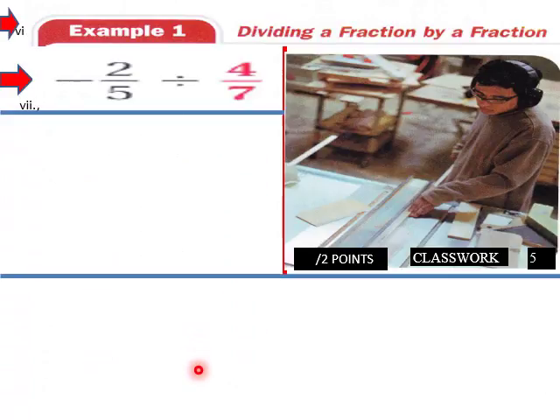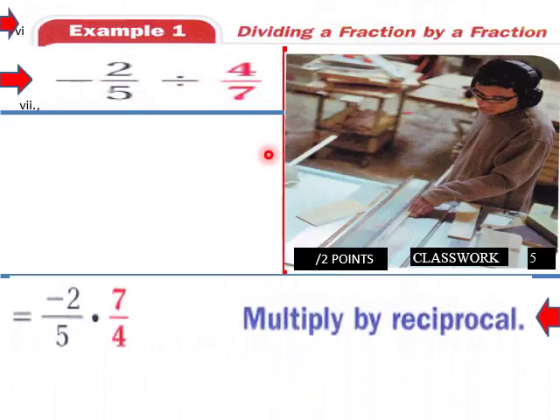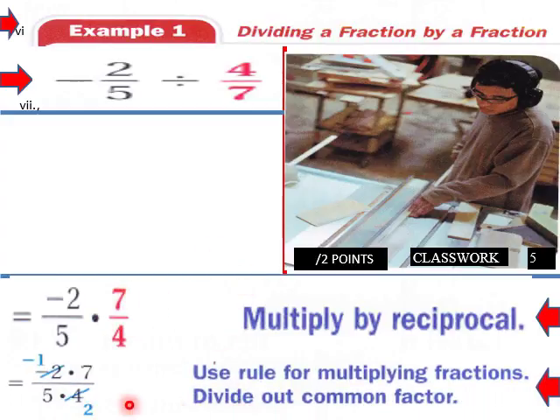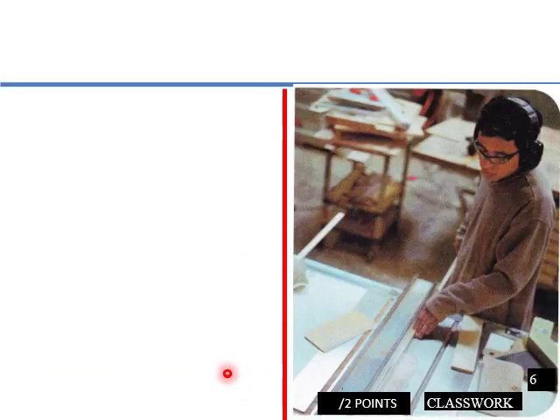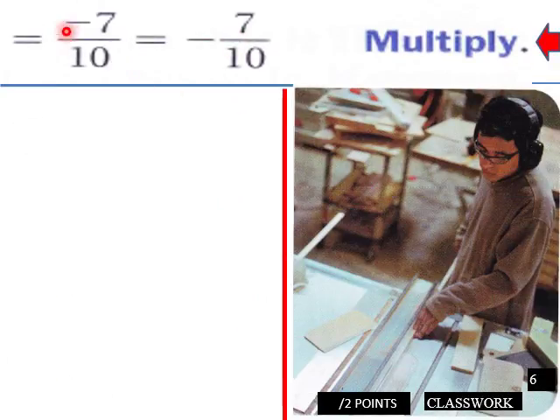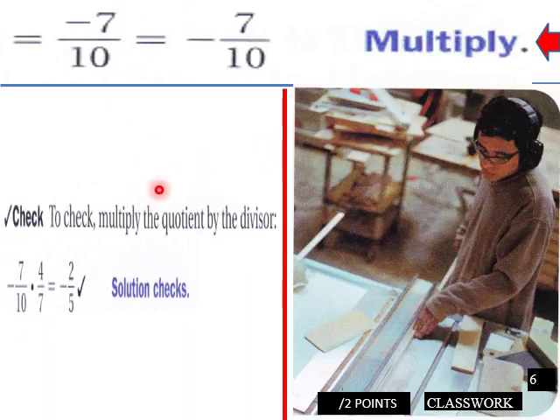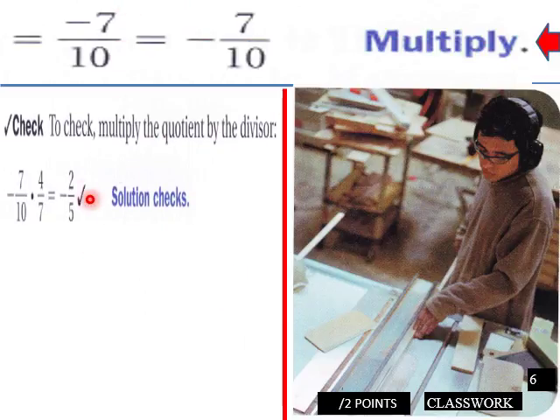We go into our first example here, dividing a fraction by a fraction. So we have -2 over 5 divided by 4 over 7. What do we do? We invert and multiply. So -2 over 5 times 7 over 4, and then we do our canceling. What does that equal? Equals -7 over 10. So that will be our quotient for that division problem.